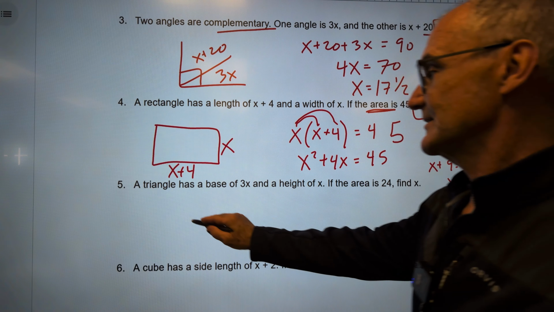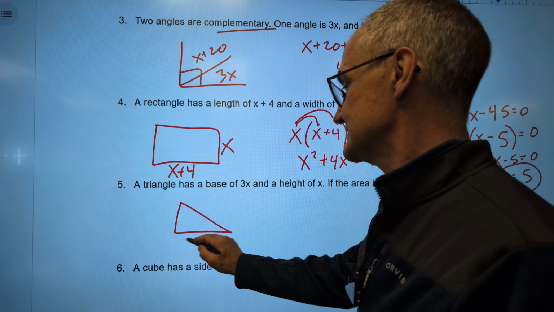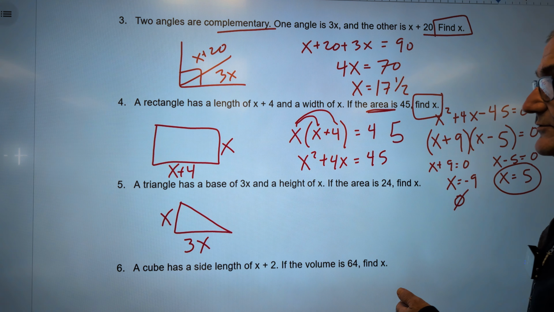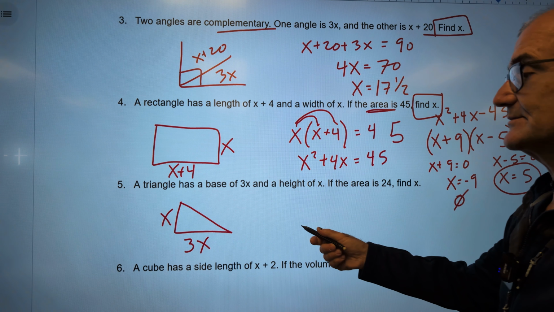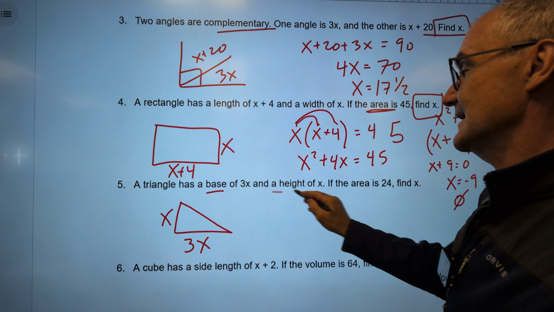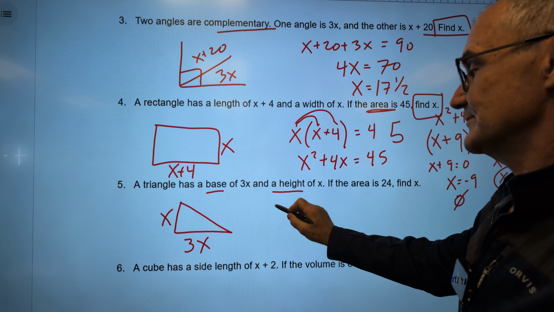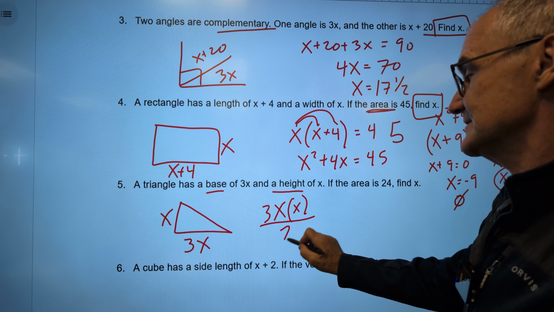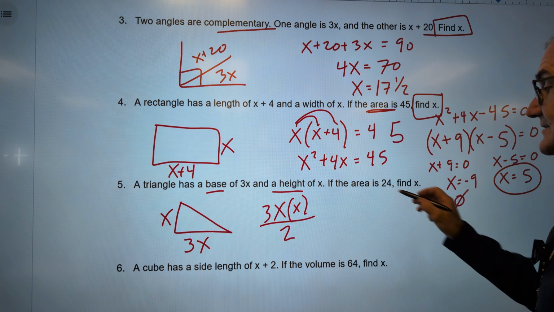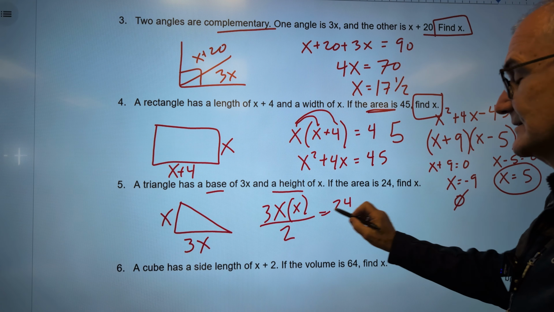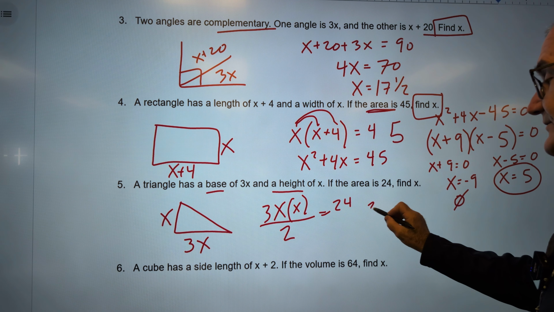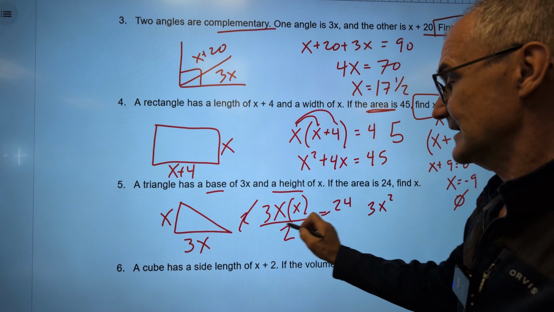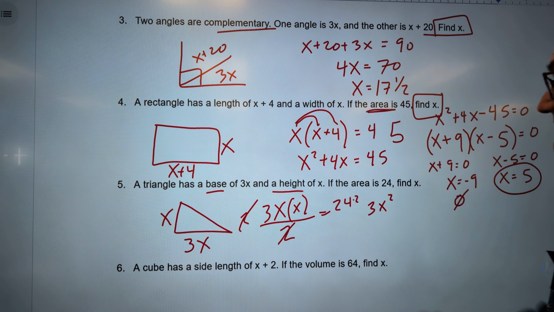Okay, number 5. Triangle has a base of 3x and the height of x. The area is 24. We don't know if it's the right triangle, but it doesn't matter because we have base and height. Area is equal to base times height divided by 2. Right? Base times height divided by 2 is the area. X times 3x is 3x squared. I'm going to multiply both sides by 2 to get rid of that. I do that to the left, I have to do it to the right.